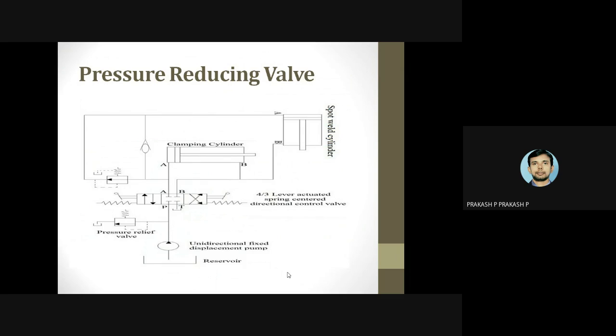This time the flow will not happen through the pressure reducing valve. This time the flow will happen only through the check valve. So this is the major difference between extension and retraction. During extension, the fluid flows through the pressure reducing valve. During retraction, the flow happens through the check valve.